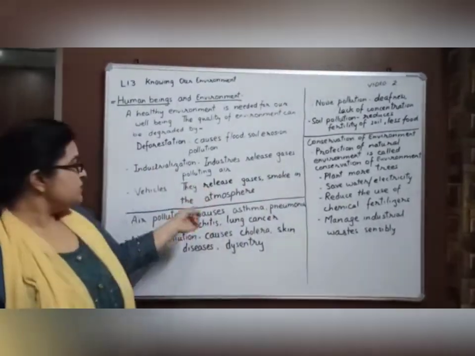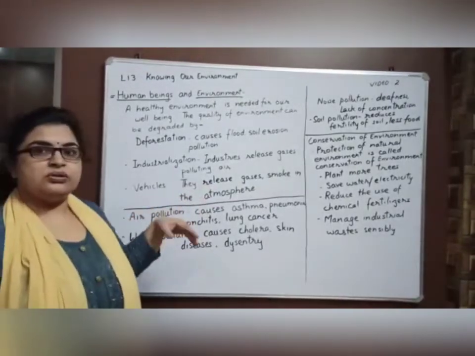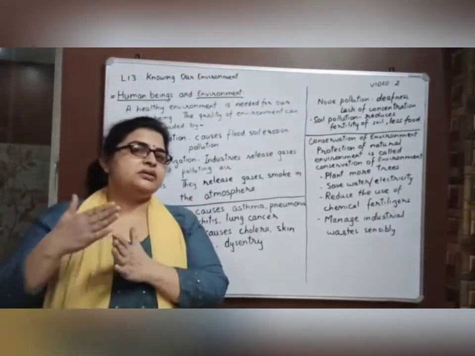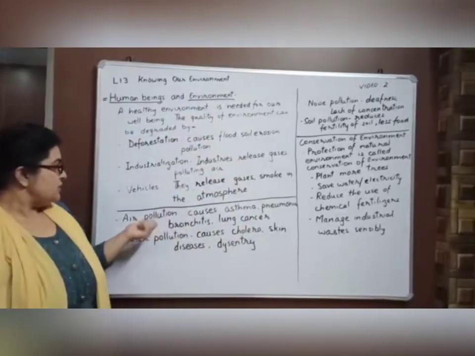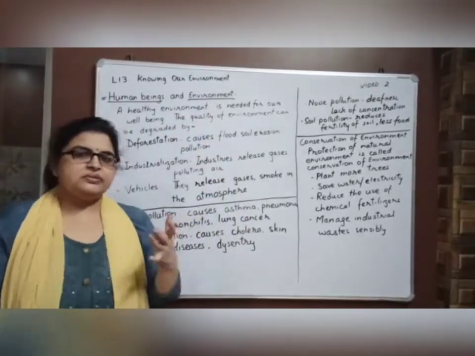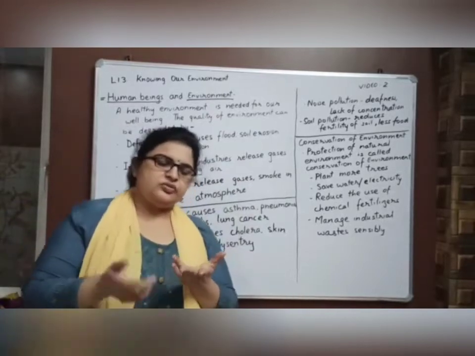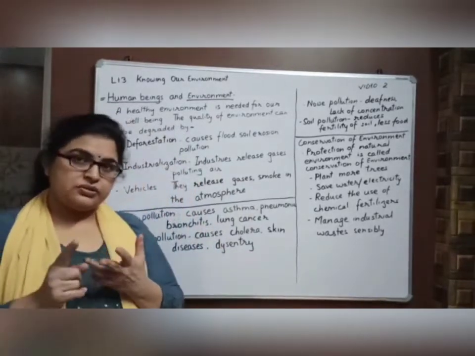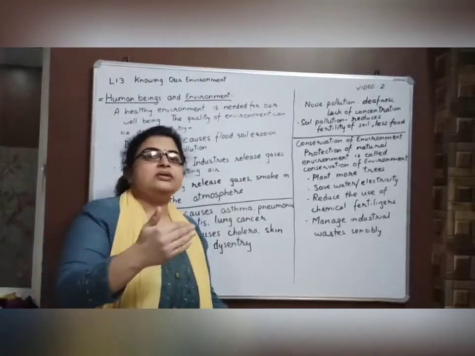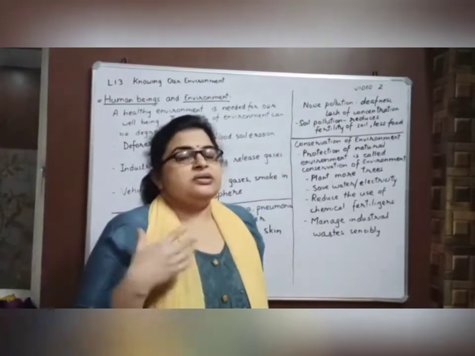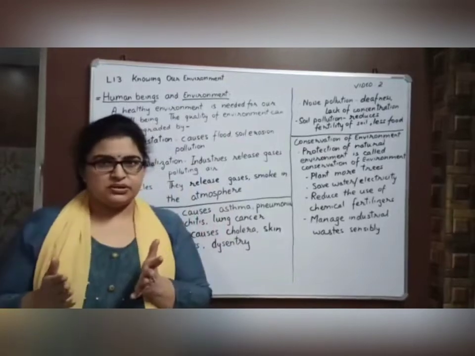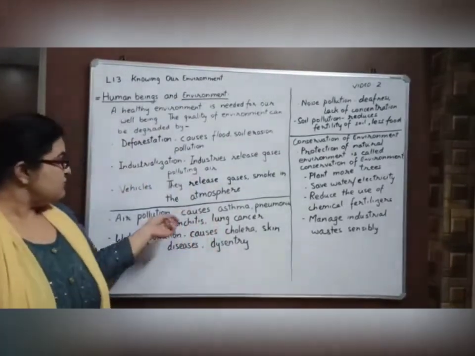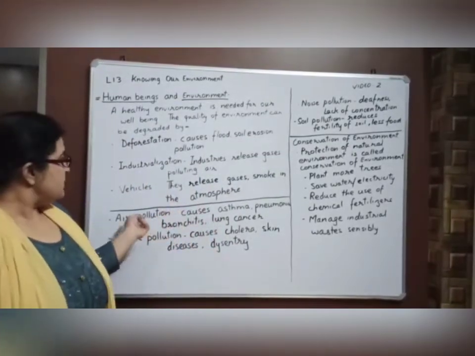Now the next part is what happens when the environment is polluted. When the environment is degraded, that causes pollution. When the air is not good, it is air pollution. When water is not good, it is water pollution. When we are adding something in the soil, it is land pollution. When we are making a lot of noise, it is noise pollution. So what are the different effects that happen? First one is air pollution.